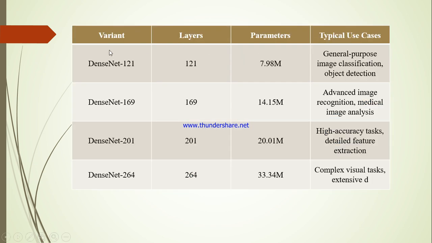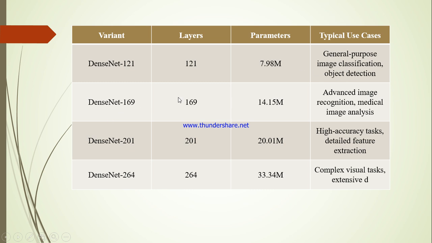So there are a lot of variations in DenseNet, called DenseNet 121, followed by DenseNet 169, followed by DenseNet 201, and at last 264. Here the 121 stands for the number of layers, and here also. Here the number of layers is there, as I told. The advantage of this variant, DenseNet 121, is 7.98 million parameters, where we utilize it for general purpose image classification and object detection also.